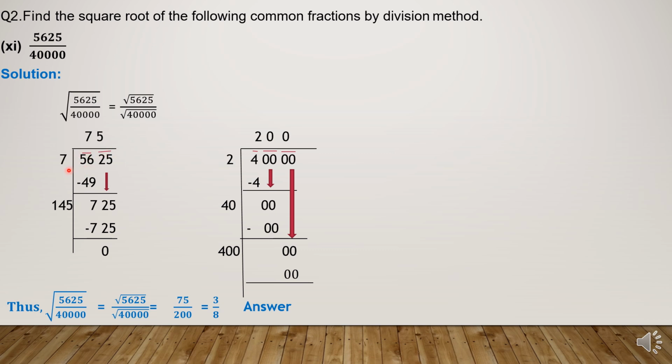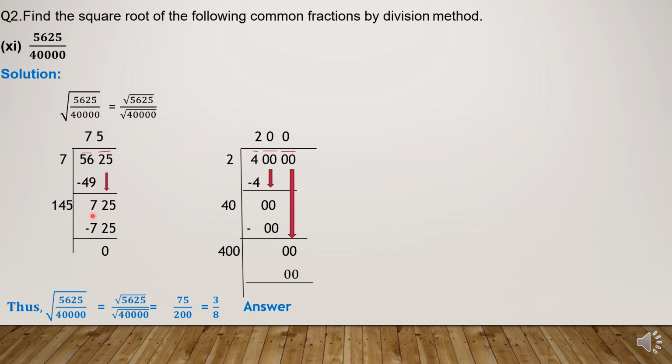Then take square root. 7 7s are 49. If you write here 8, 8 8s are 64, that is bigger than the first pair. Similarly, if you write here 6, then you have to multiply 6. 6 6s are 36, that is too much smaller. So we will try here 7. 7 7s are 49. Subtract 57 and 49. You will get 7, and the complete pair 25 will come down.